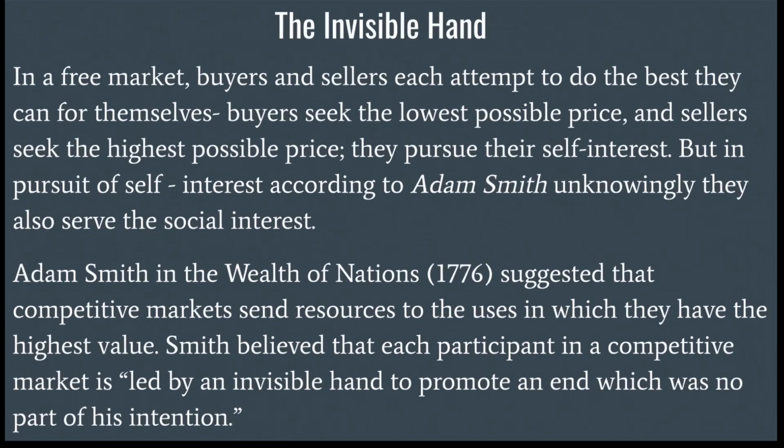The invisible hand. In a free market, buyers and sellers each attempt to do the best they can for themselves. Buyers seek the lowest possible price and sellers seek the highest possible price. They pursue their self-interest. But in pursuit of self-interest, according to Adam Smith, unknowingly they also serve the social interest. Adam Smith, in The Wealth of Nations, written in 1776, suggested that competitive markets send resources to the uses in which they have the highest value. Smith believed that each participant in a competitive market is led by an invisible hand to promote an end which was no part of his intention.